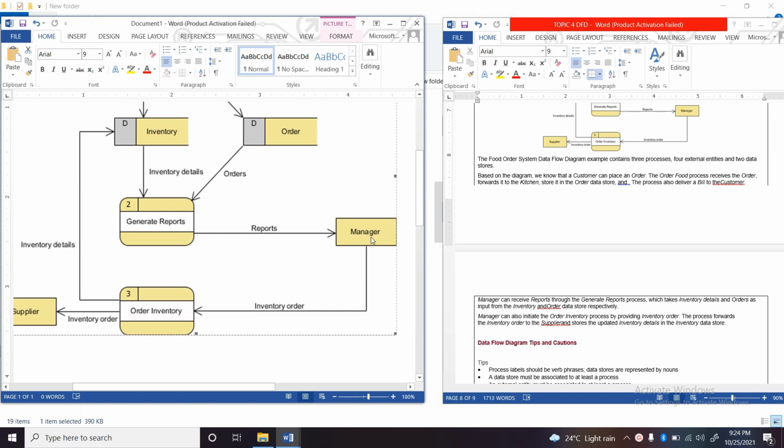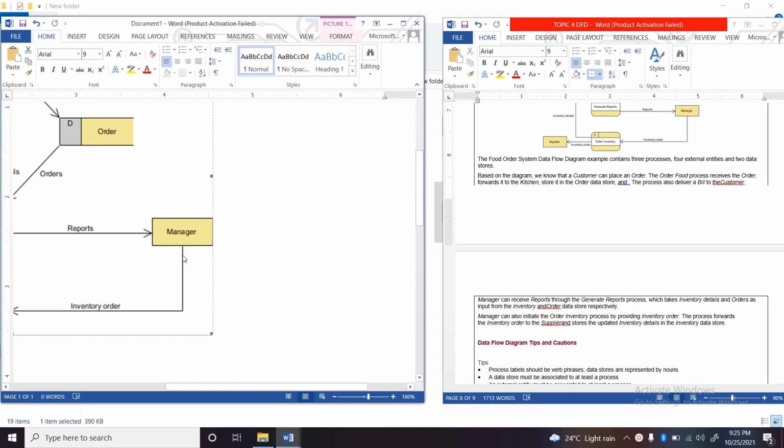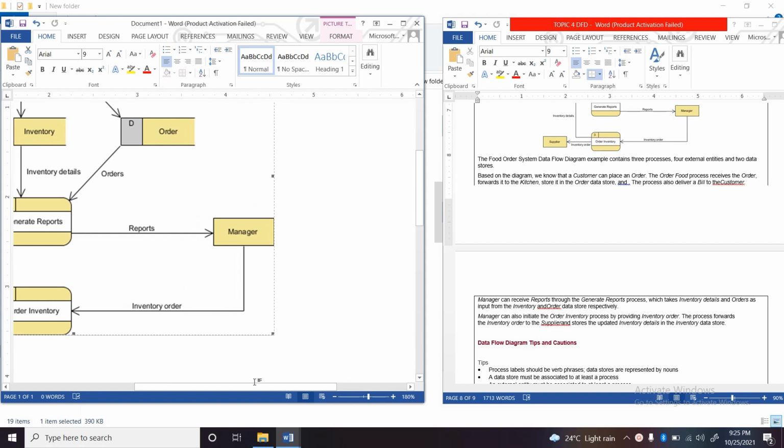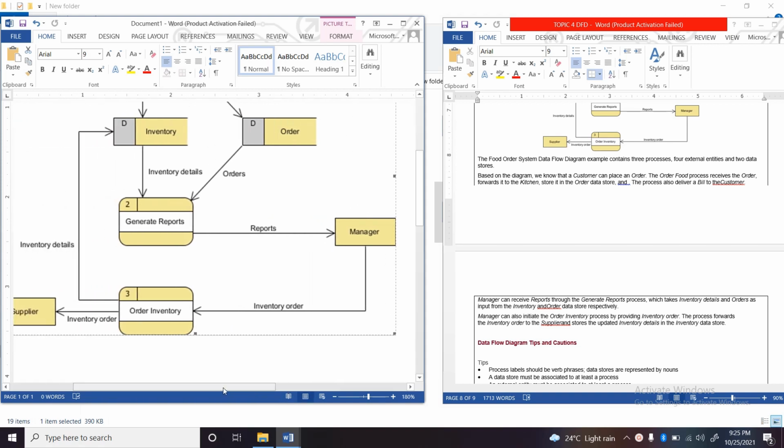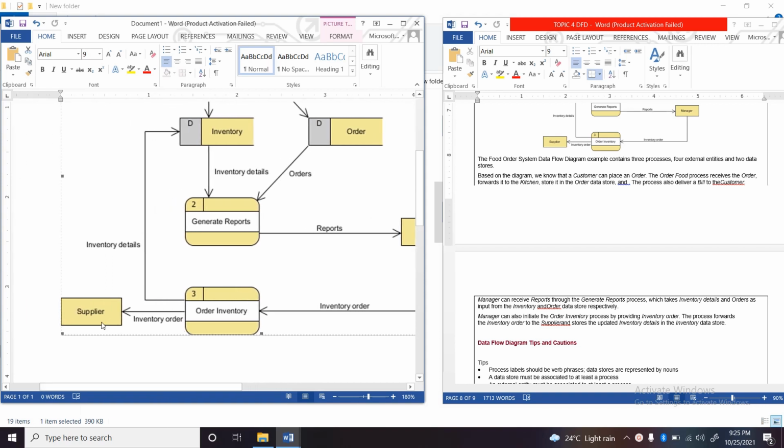And then yung manager po, magi-initiate siya ng order inventory. Okay, so yung process natin ng order inventory by providing an inventory order, and the process forwards the inventory order to the supplier. Ayan, so from the manager, pwede siyang mag-provide ng inventory order papunta sa process na order inventory, and from the process order inventory, ipo-forward niya sa supplier natin and stores the updated inventory details in the inventory data store. So basically, papunta rin siya dito sa inventory.